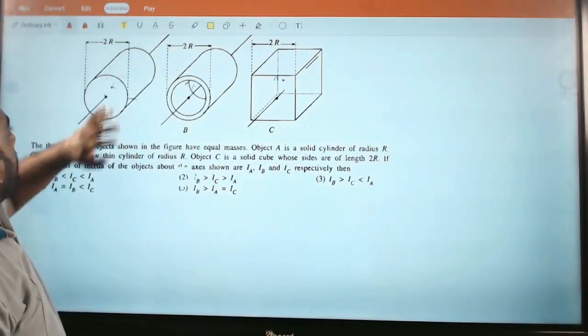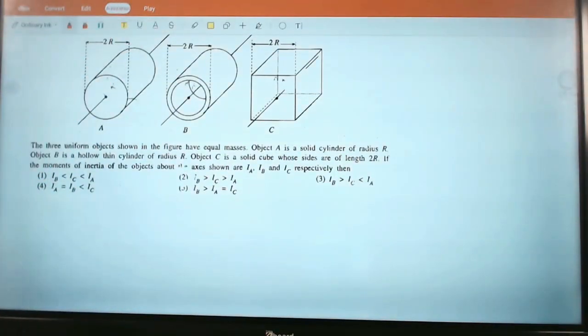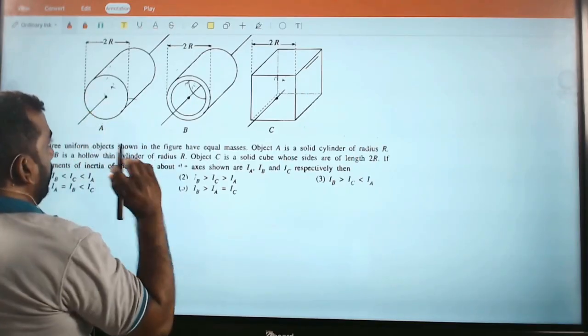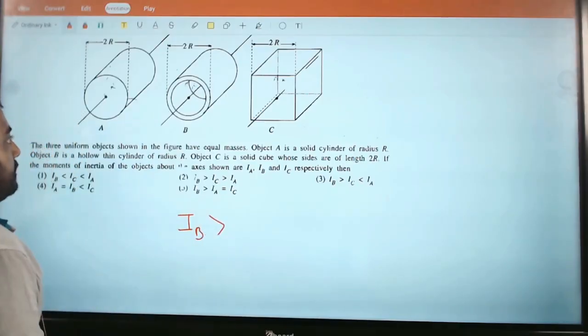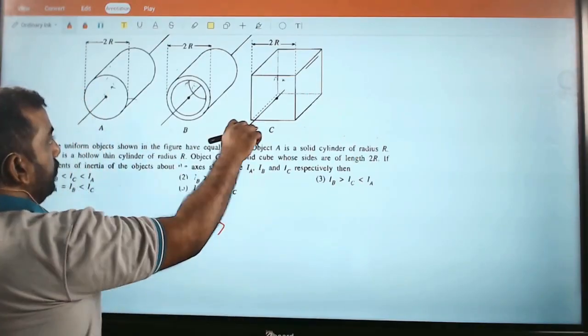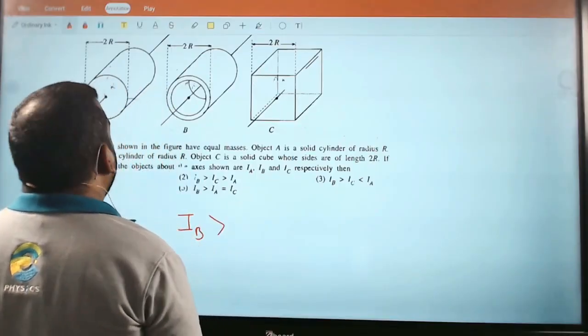Question number 18. The 3 uniform objects shown in the figure have equal masses. Object A is a solid cylinder of radius r. Object B is a hollow thin cylinder of radius r. Object C is a solid cube whose sides are of length 2r. If the moments of inertia are compared, which is the largest? The solid cylinder will have the smallest moment of inertia. The hollow one is large. That is true. IB is large. Now out of these two, who is larger?